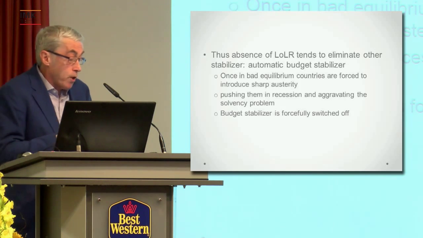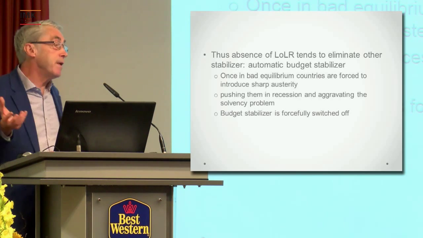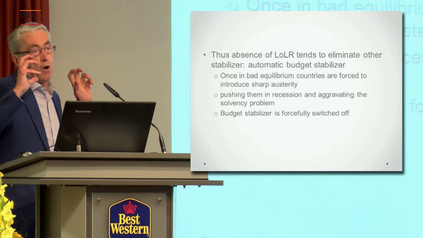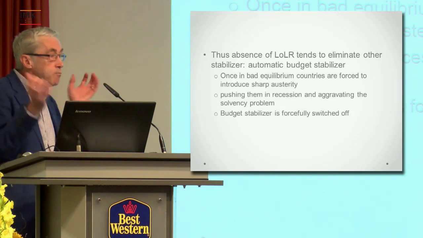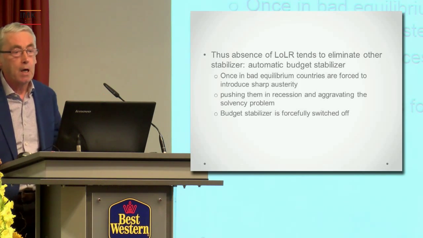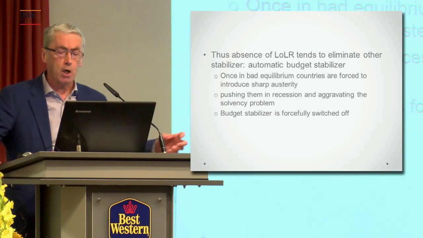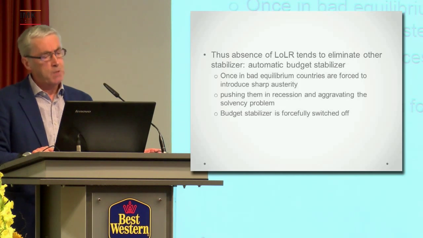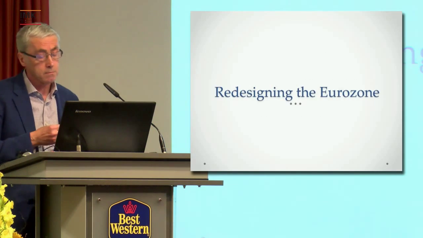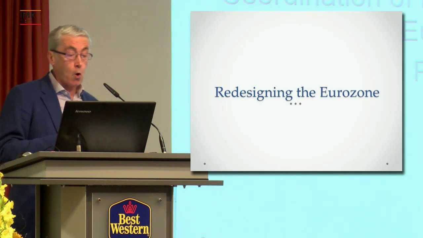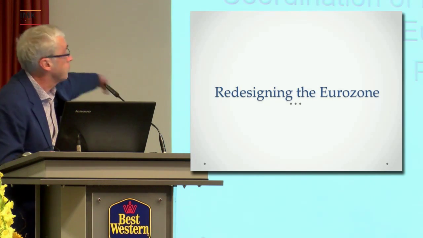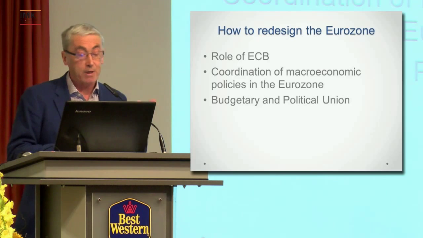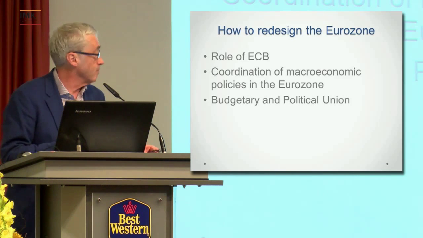So here we have a structural weakness that has to be eliminated, otherwise we risk each time we are in a recession to be prone to these vast movements, sudden stops, capital moving from one country to the other and creating bad equilibria, as I have described them. So how do we redesign this system? I'm going to talk mainly about the third one here, say a few things about the role of the ECB and skip the coordination of macroeconomic policies in the Eurozone. This is about time constraint.